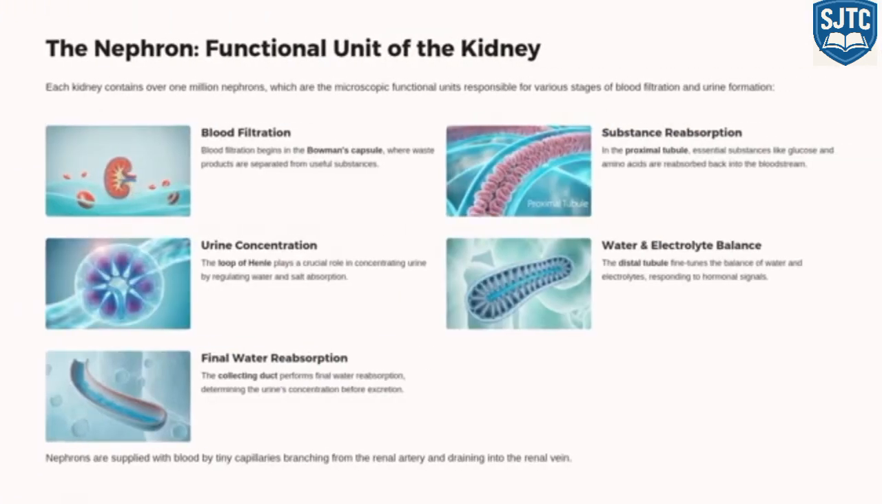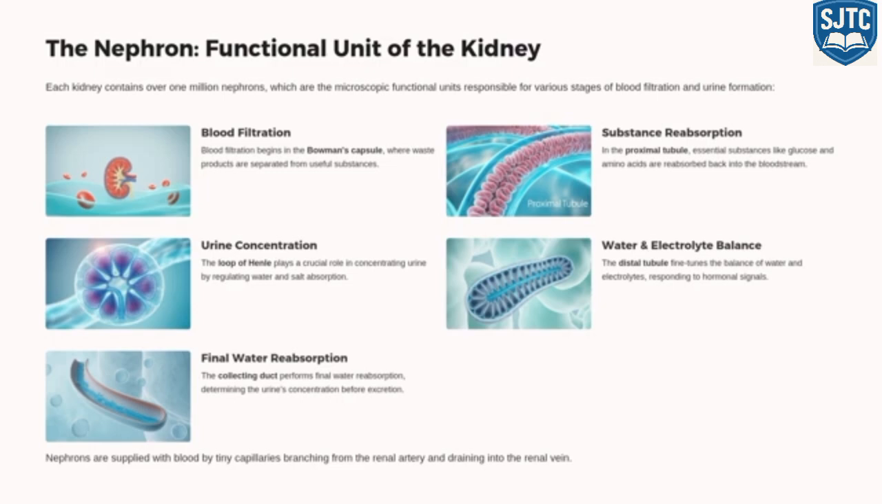The nephron, functional unit of the kidney. Each kidney contains over 1 million nephrons, which are the microscopic functional units responsible for various stages of blood filtration and urine formation. 1. Blood filtration. Blood filtration begins in the Bowman's capsule, where waste products are separated from useful substances.